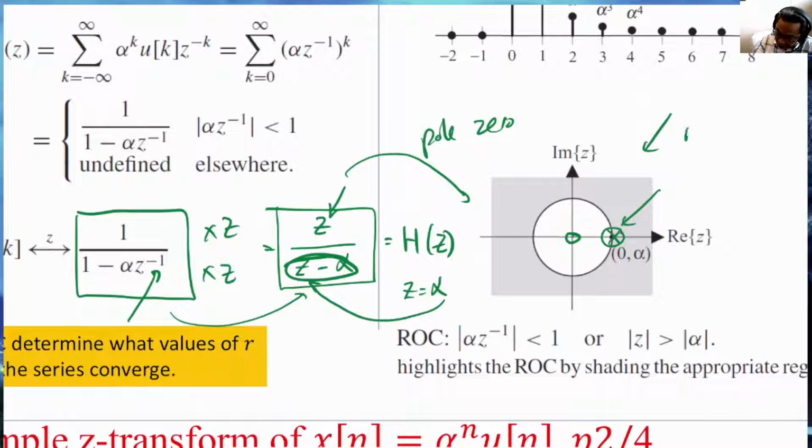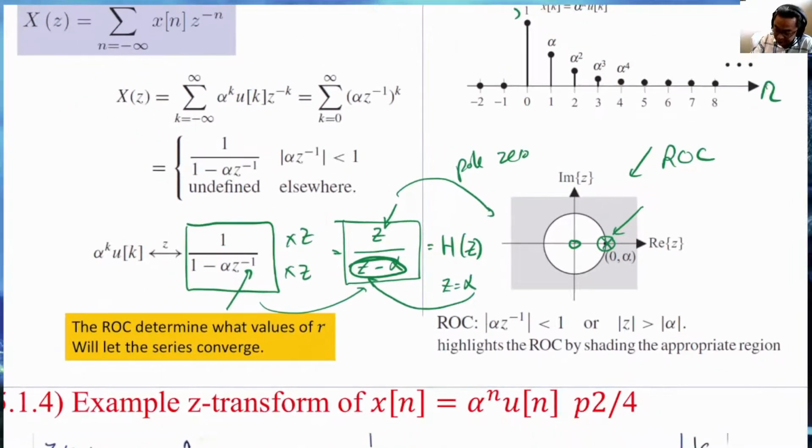So this is the region of convergence diagram. We'll also again give more details later on. This is just an overview.